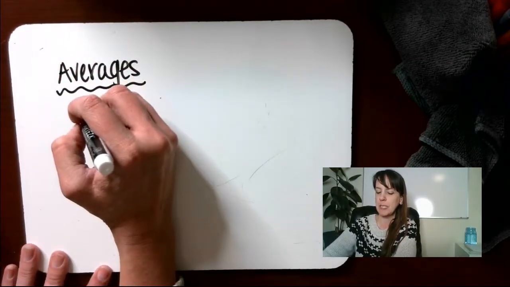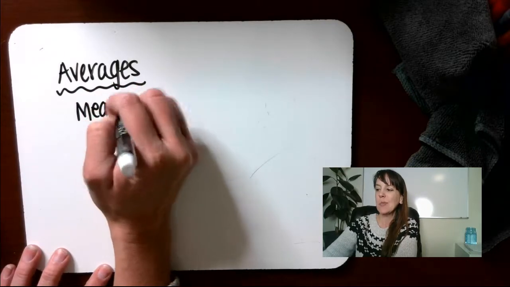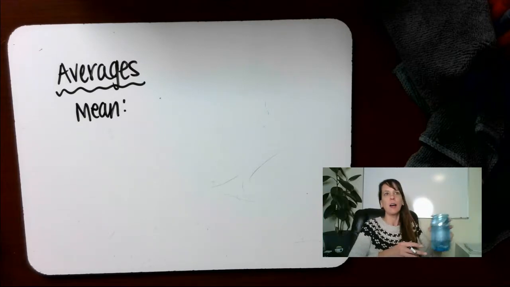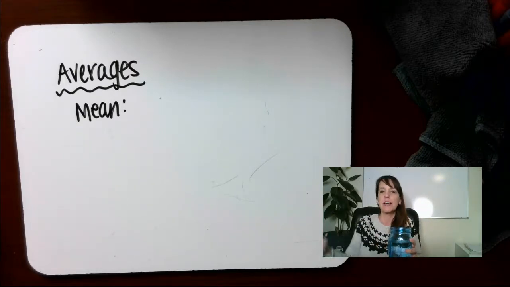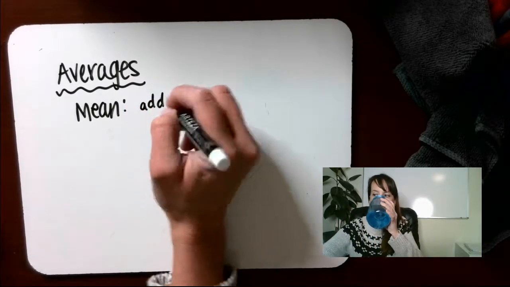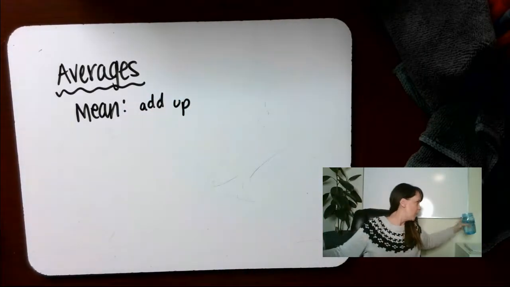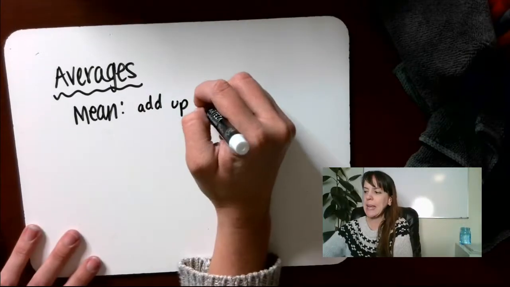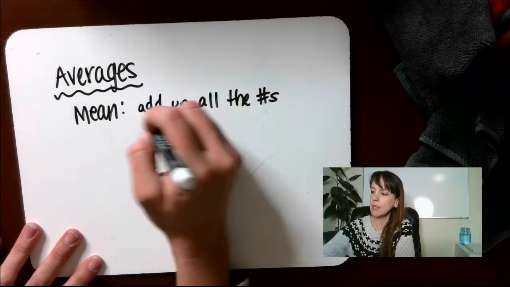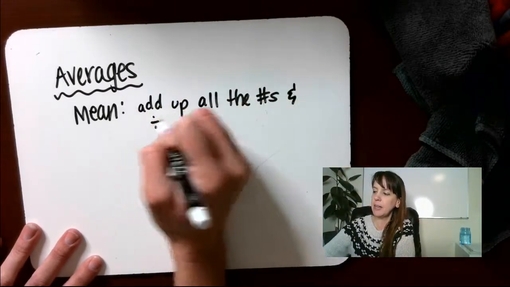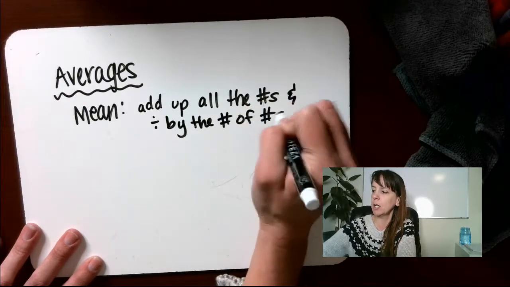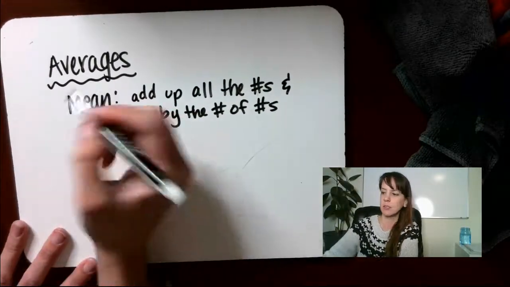Averages we have first is the mean. This is the one you guys probably know that you've heard before. What's my average test score if I take 5 tests, right? Add up all the numbers and divide by the number of numbers, okay? So just write this down as a little note to yourself.